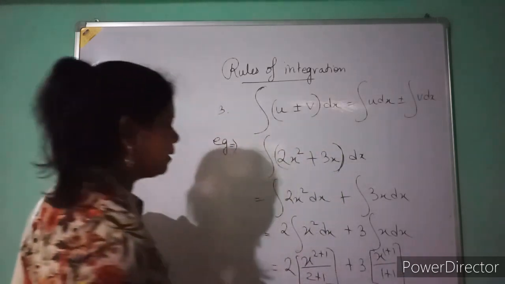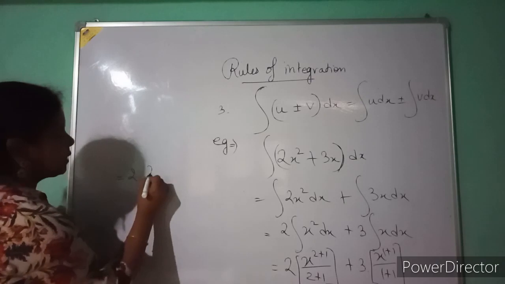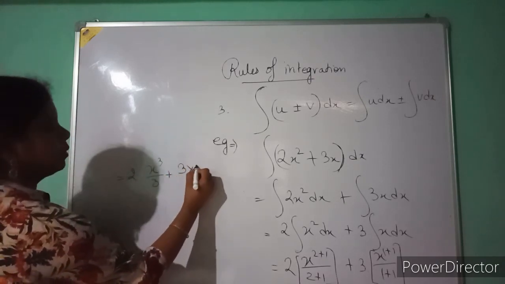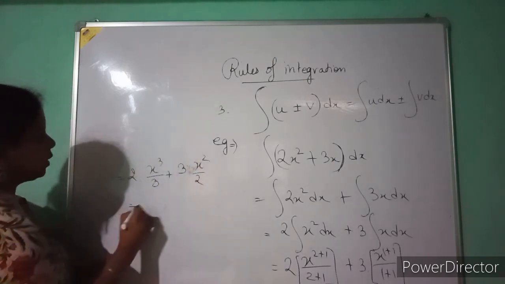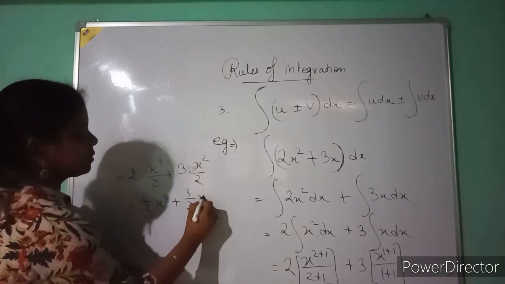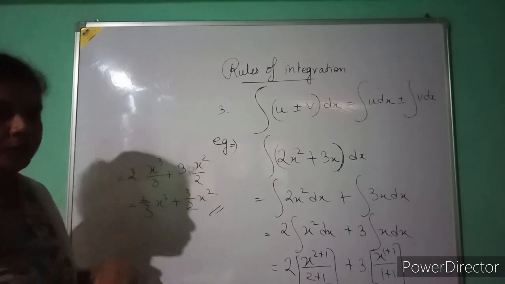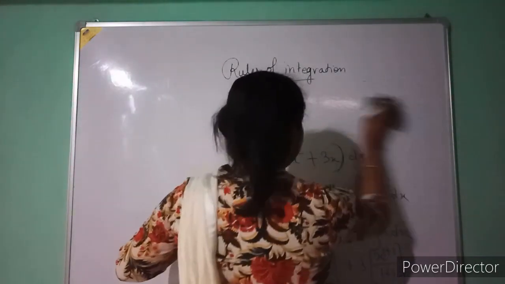So what will happen to my answer here? Can anyone say? 2 into x cube divided by 3 plus 3 x square divided by 2. So I can write 2 by 3 x cube plus 3 by 2 x square. So this is my answer for this question. Hope it is clear. Okay, now let's move to the next part.